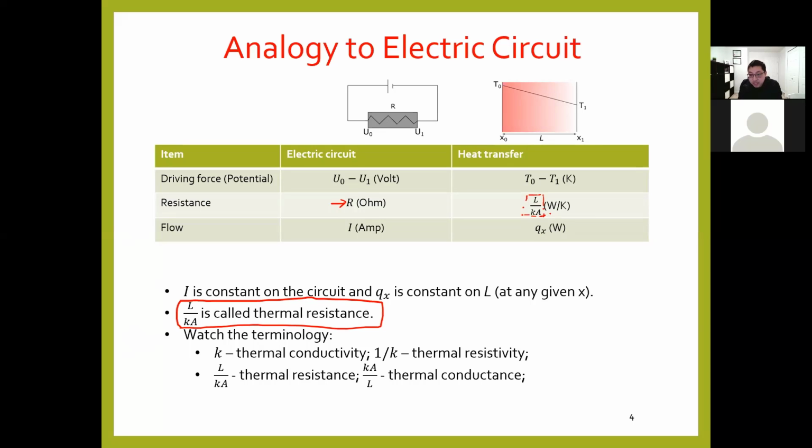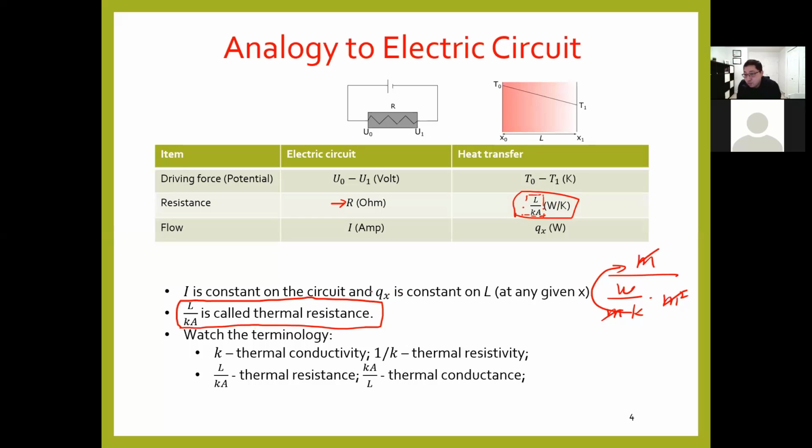And the unit is watts over K, right? Because if you look at the unit, it's meter divided by watts per meter K times meter squared. So you get rid of the meters and the K goes up. That seems not correct here. It should be K over W then. I need to fix this. Anyway, so L over kA is thermal resistance.